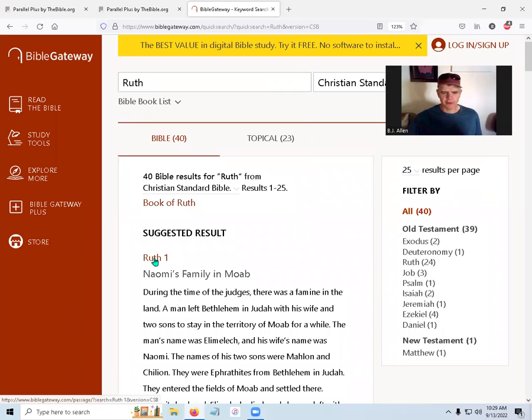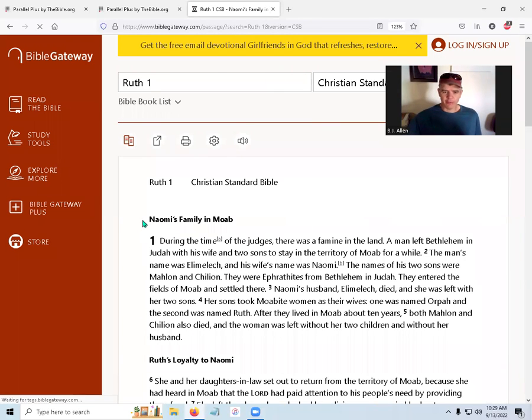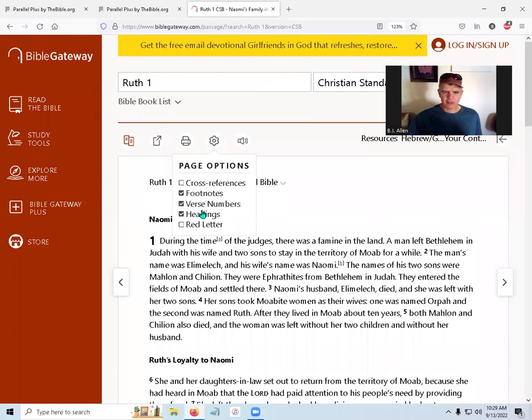Ruth 1. All right, Bible Gateway. Right here: red letter, footnote, verse numbers you could take out. It'd be pretty cool, huh? I took out the cross references. Okay, headings. All right, we'll go ahead and we'll take that.